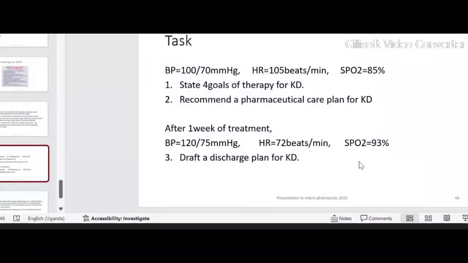Thank you, Doctor. Once again, Kenneth Masiko from Regional Referral Hospital. Another goal of therapy would be to raise the SpO2 to at least above 95%. Okay, that's good. 95 might be very ambitious, but 92 is okay. That's very good.